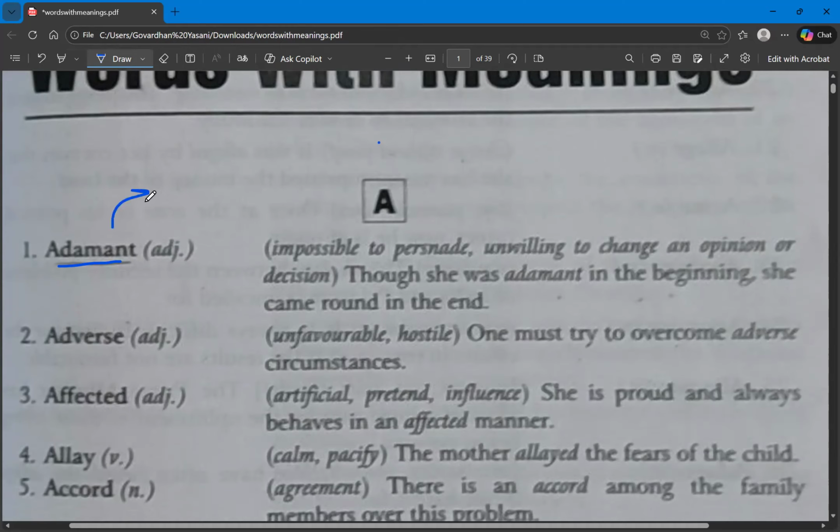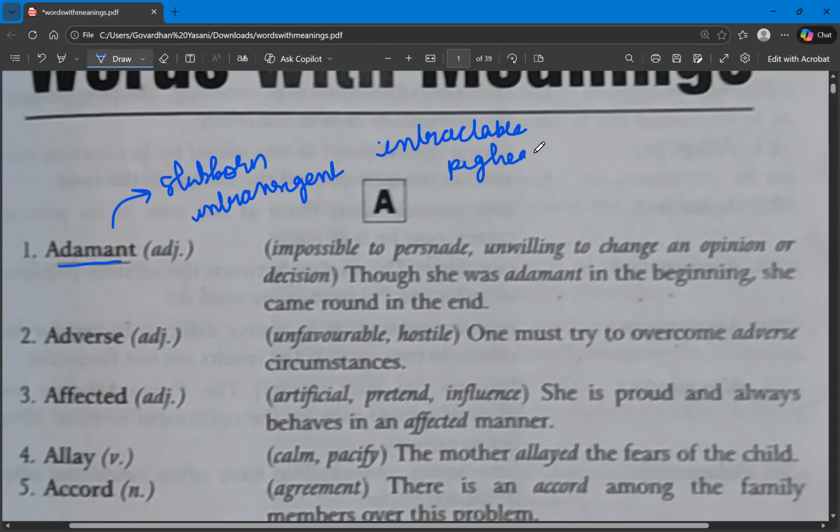What are the synonyms we studied? It is stubborn, and we have studied intransigent, and we have studied intractable, pig-headed, and the other one is mulish, recalcitrant. These are all synonyms for the word adamant.